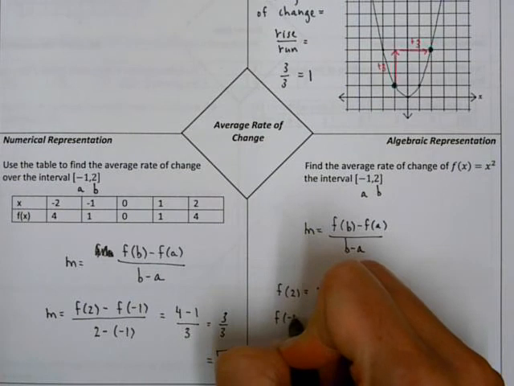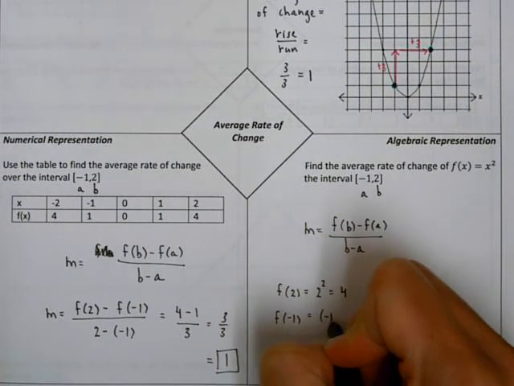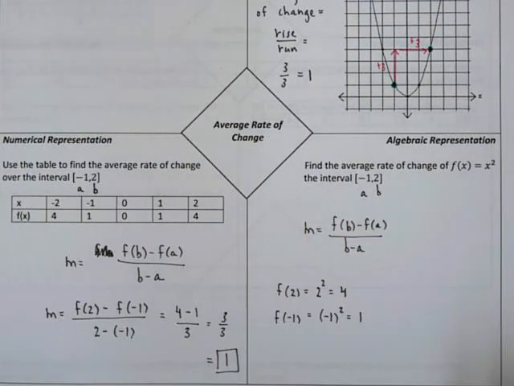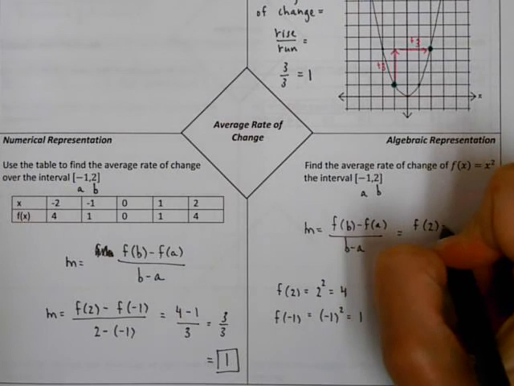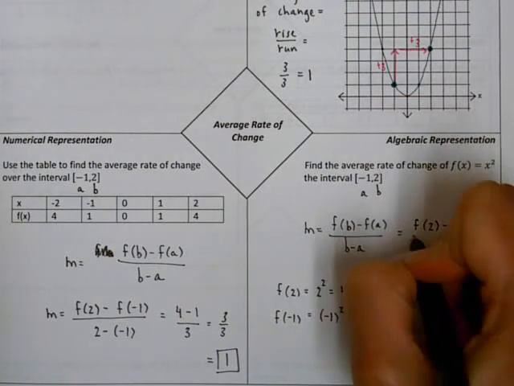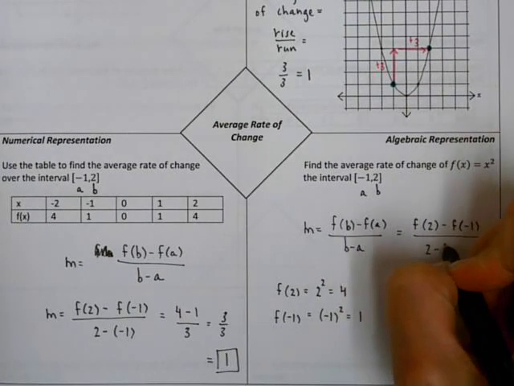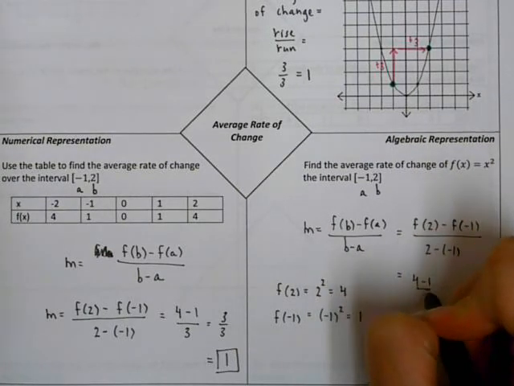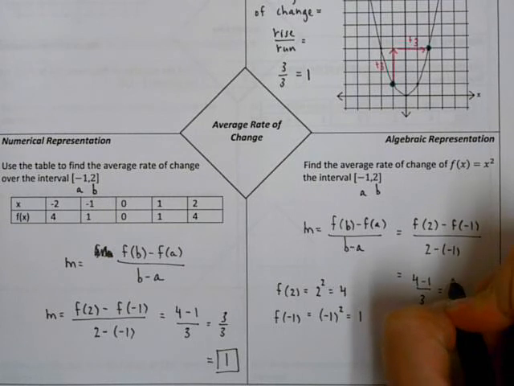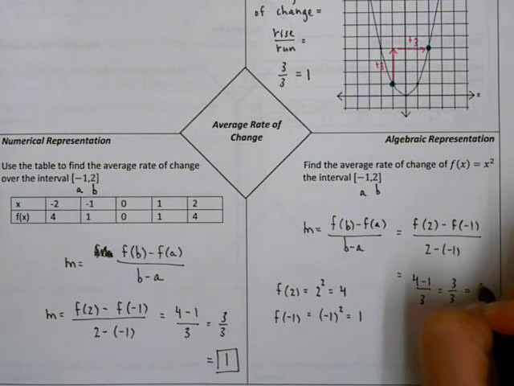For f of -1, I would have the quantity -1 squared, which would give me a positive 1. Now that I've calculated those values, I could plug them into my slope here. And again, we would get the same values we had before: 4 minus 1 over 3, which is 3 over 3, or just 1.